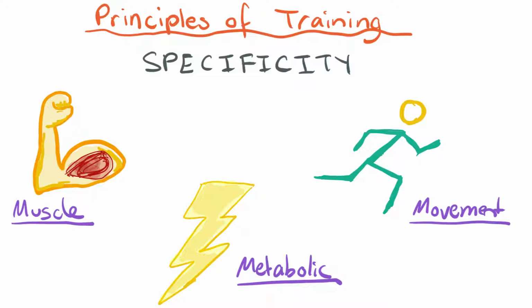In order to get appropriate improvements from our training programs, the training must be specific to the desired goal or outcome. There are 3 areas of specificity. We've got muscle specificity, where the appropriate muscle groups are being trained for performance enhancement. Then we have movement specificity, where certain muscle groups are being trained in movement patterns which mirror those performed in competition. And then finally, we have metabolic specificity, which looks at the energy systems being trained in the proportions in which they contribute to competition.